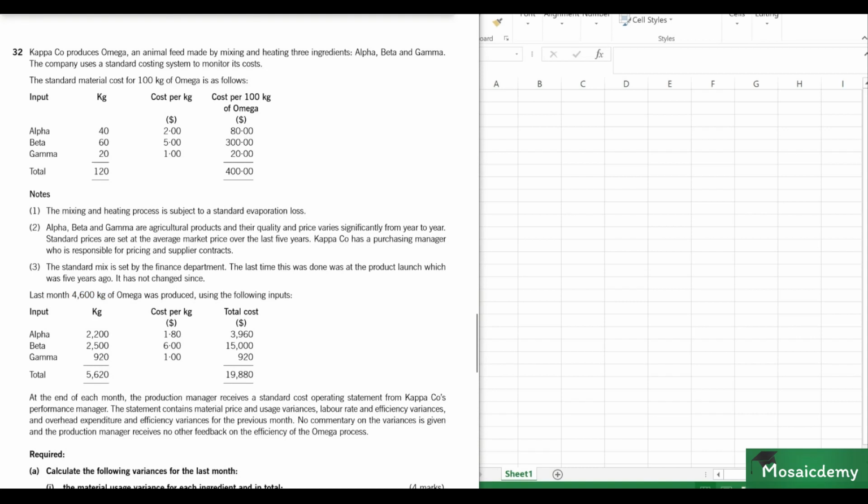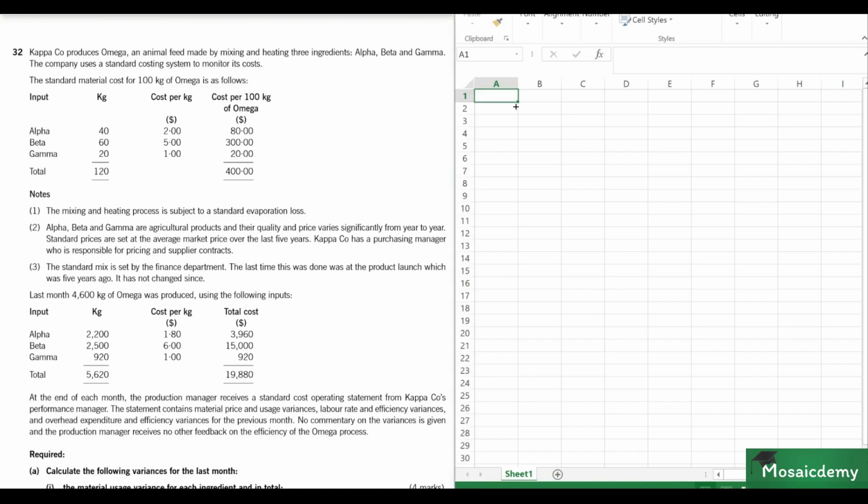Okay, and then we have our actual numbers, and it says at the end of each month a production manager receives a standard cost operating statement from Kappa Co's performance manager, and it includes all of this, which is probably before the analysis, so we can leave it for now.